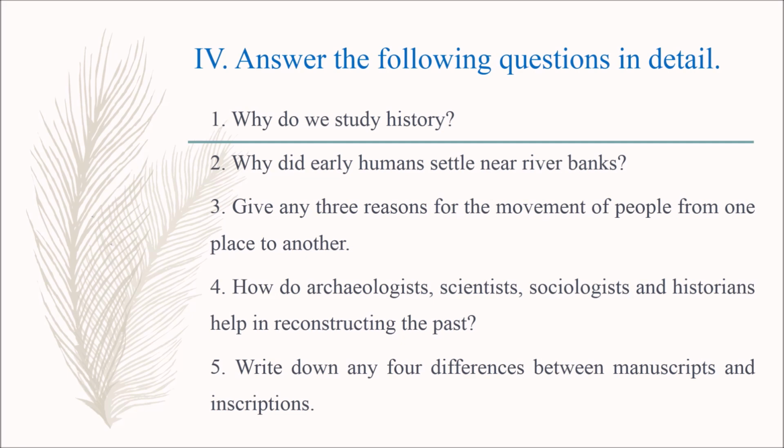Roman letter 4. Answer the following questions in detail. So, in the first lesson, you have 5 questions. Question number 1. Why do we study history? Question number 2. Why did early humans settle near river banks? Question number 3. Give any 3 reasons for the movement of people from one place to another. Question number 4. How do archaeologists, scientists, sociologists and historians help in reconstructing the past?